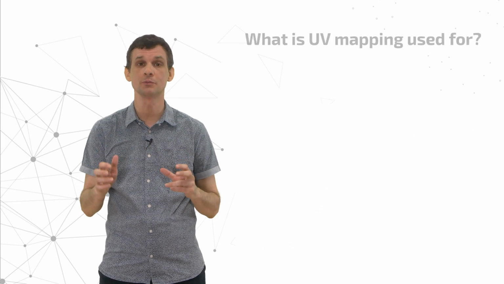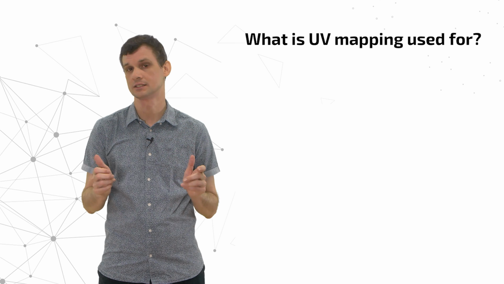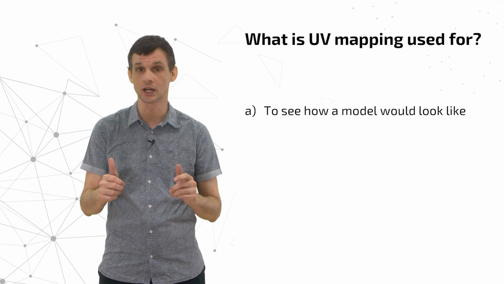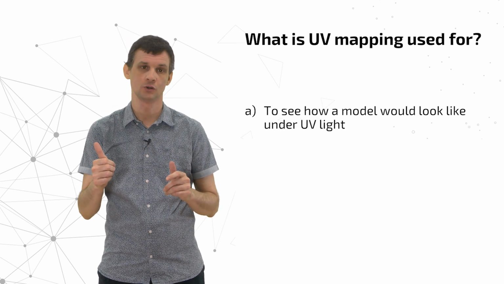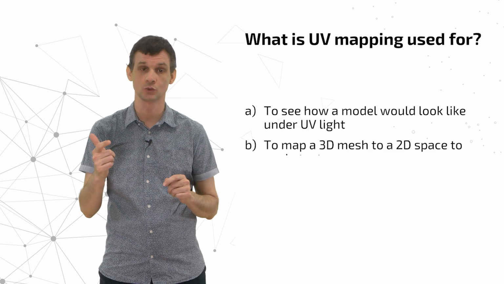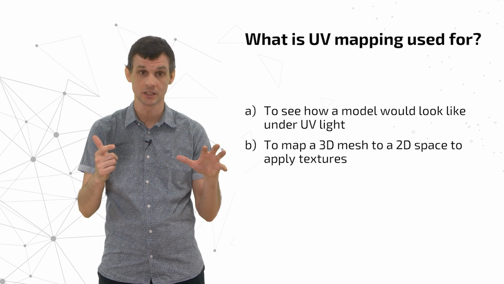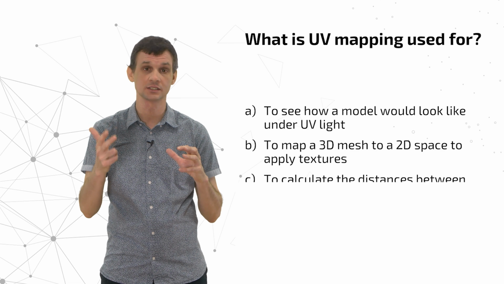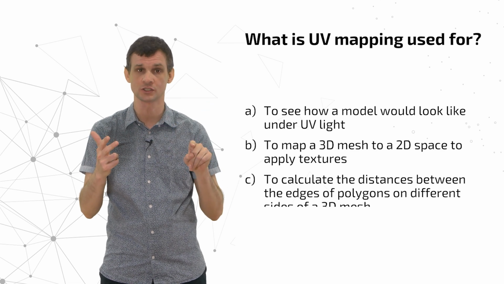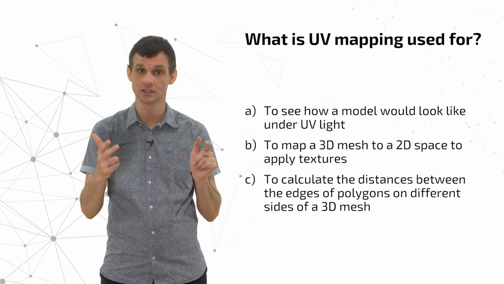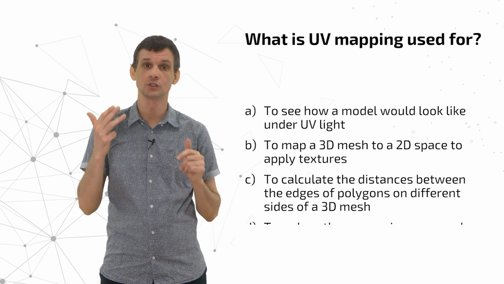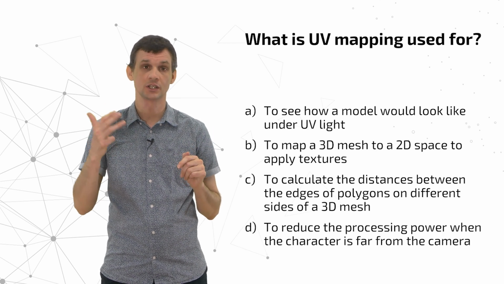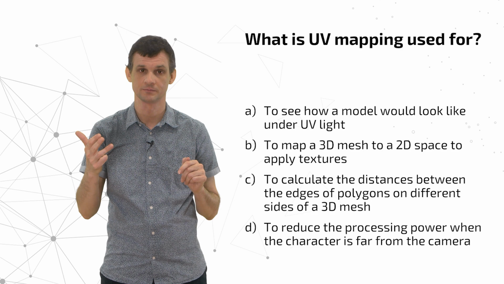At the end of the unit, you will find several questions to test your knowledge. Here is one of the questions. What is UV mapping used for? Is it to see how a model would look under UV light? Or is it to map a 3D mesh to a 2D space to apply textures? Or is it to calculate the distances between the edges of polygons on different sides of a 3D mesh? Or is it to reduce the processing power when the character is far from the camera? What do you think?